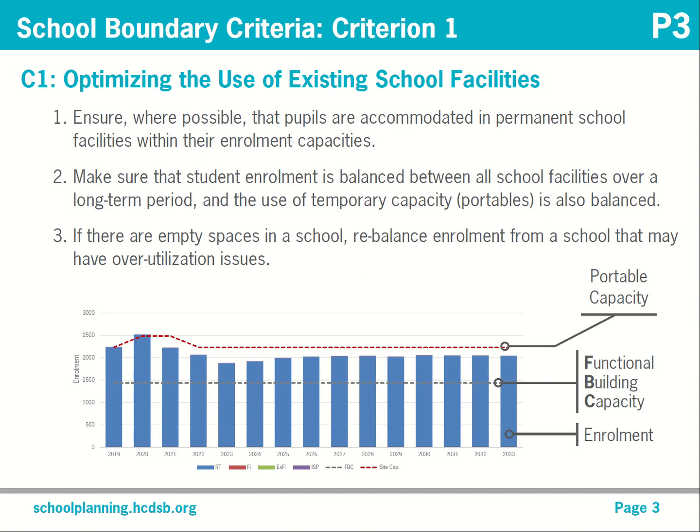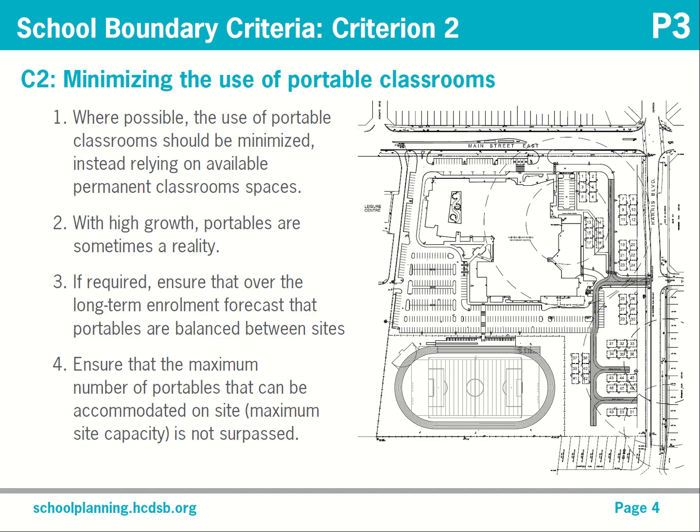Beginning with the optimization of existing school facilities, when we're reviewing potential options, we want to ensure that we minimize the amount of empty spaces in certain schools and overutilization or the use of portables in other schools. In short, we want to balance enrollment throughout all the facilities that are involved. In the context of the town of Milton, both the 2 existing and potential new secondary schools are all expected to operate well above their overall capacities, which brings us to minimizing the use of classrooms, or portable classrooms.